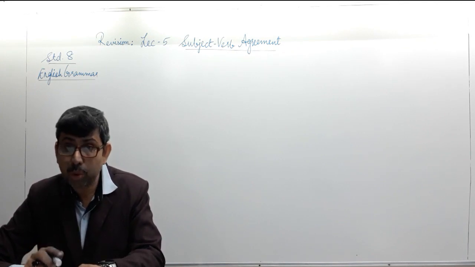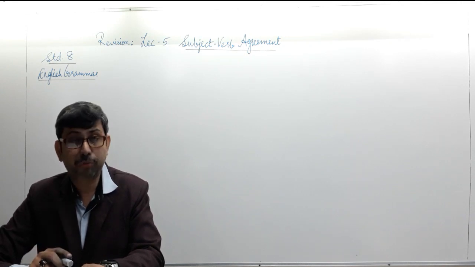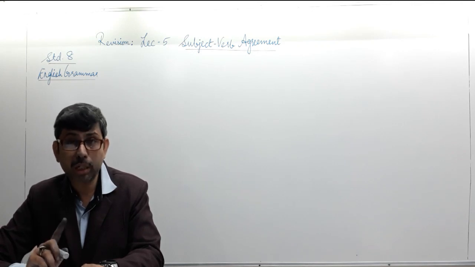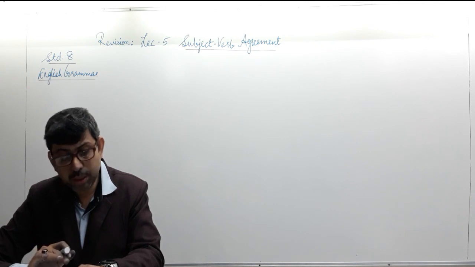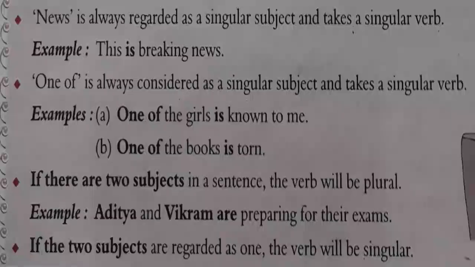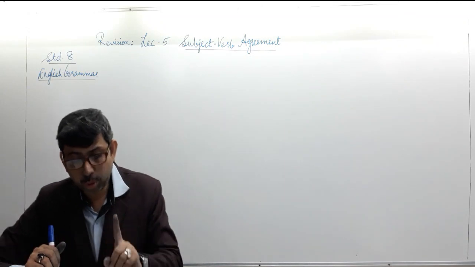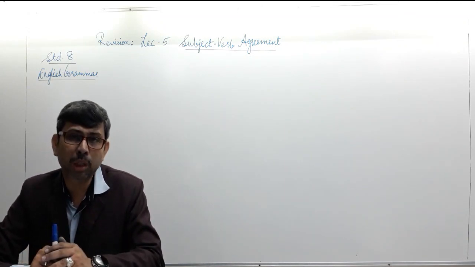But along with that plural word girls, we have prefixed the words one of. We have added the words in the beginning, one of, which means one out of the many girls. Therefore, one of the girls is known to me would carry a singular verb and not a plural one. One of the books is torn. We mean to say one out of the many books that you have. So one of the books is torn will use a singular verb and not a plural verb.